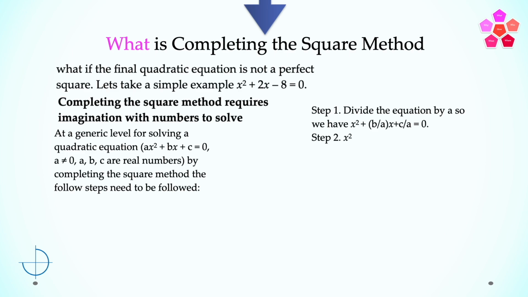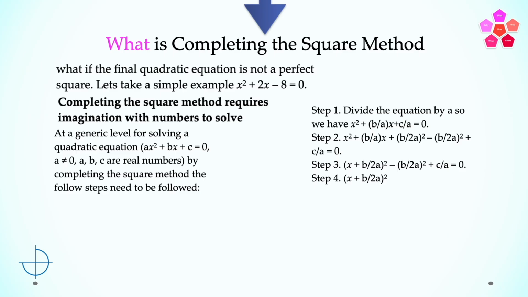Step 2. We add and subtract the same term, that is b by 2a whole square, in the equation. Step 3. We can convert this into a perfect square as x plus b by 2a whole square minus b by 2a whole square plus c divided by a is equal to 0. Step 4 would be converting this entire thing using the completing the square method.